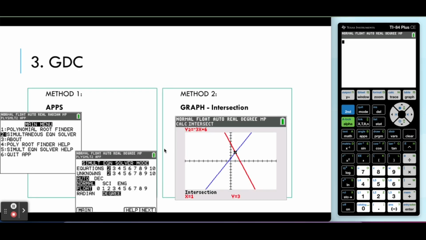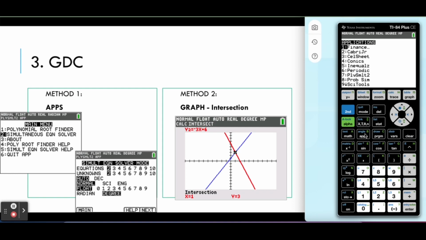The third method, which is the one that we're using the most often, is we're either going to be using our graphing calculators, either the apps or the graphing intersection. And let me show you how you access each of these. If you want to use the apps, you're going to go onto your calculator, click on apps, and scroll down to find PolySimp 2. Now, it doesn't have to be the 7th option. Depending on what calculator you have, it could be the 3rd or the 9th. Every calculator is different, but you should all have this app.